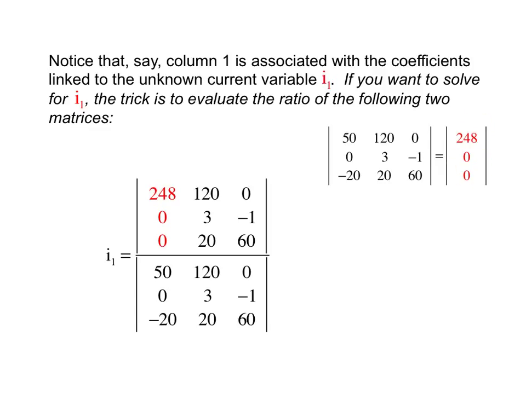So this is the I1 column. The constants have been placed in there. 120, 320 is the same. 0, minus 1, and 60 is the same. It's the determinant with the column associated with the variable you're solving for being swapped out for the constants.